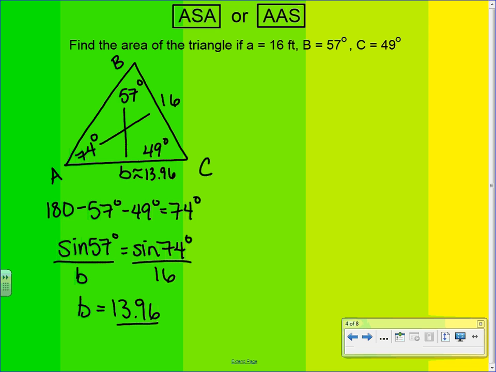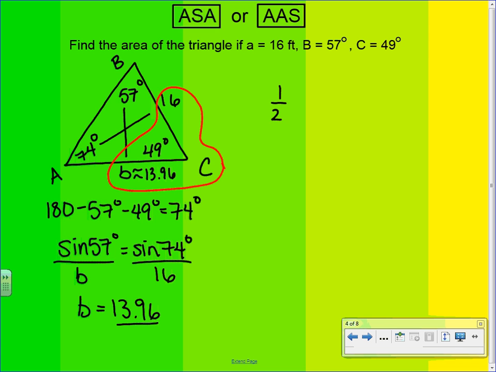I'm keeping that number in my calculator. I don't want to round it in my calculator. I'm just going to use it in the next step. So now I have this kind of corner of my triangle filled out. I have a side angle side, which is enough to use that shortcut formula.